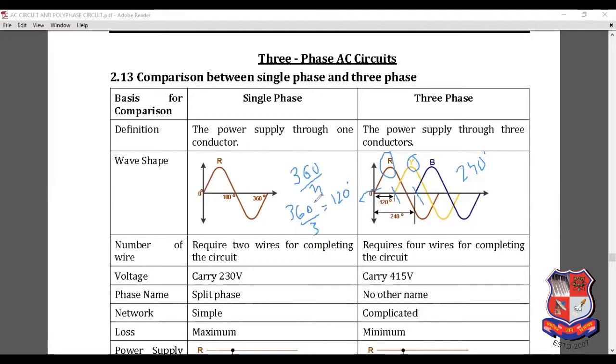For 2-phase circuit, the phase difference is 90 degree. This is the most important MCQ question. In case of 2-phase circuit, the difference between 2 phases is 90 degree electrically apart. Okay.